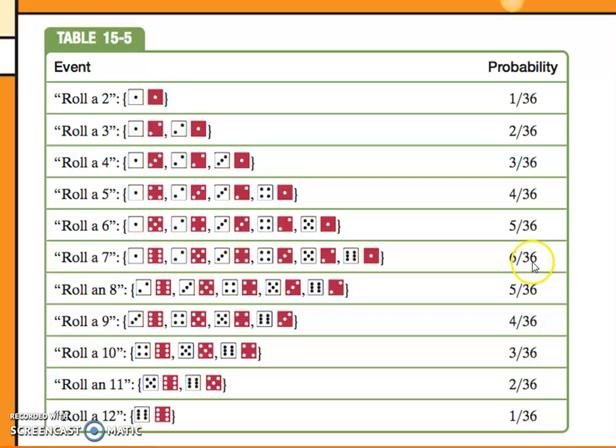There's 6 ways you can roll a 7 out of 36 different options here. And so same thing, like to get, what do they call this, snake eyes? To get a 2, you can only roll a 1 and a 1, that's the only way to get it. So that's much less likely than rolling a 7.